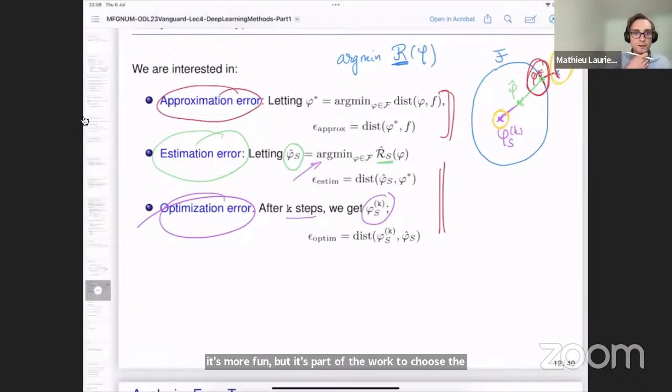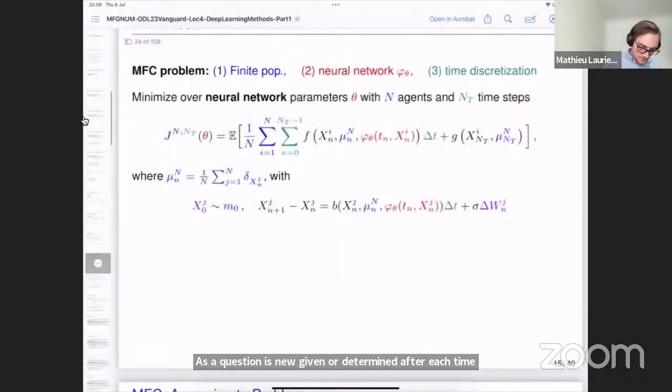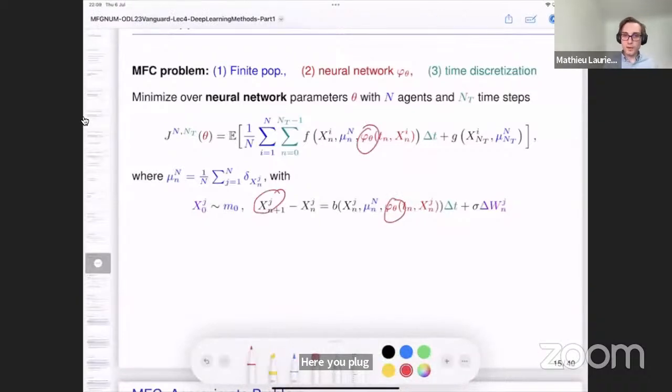Another question, is mu given or determined after each time step? So yeah, it's also a good question. Let me go back to here. So you have your neural network here. You plug it in order to compute xj for every j, and you make the whole vector evolve. And given this whole vector, so for the whole population, then you can compute the empirical distribution. So mu is not given a priori, and you update it at each time step based on the evolution of x, based on the evolution of the group of particles. So it's really done along the way.